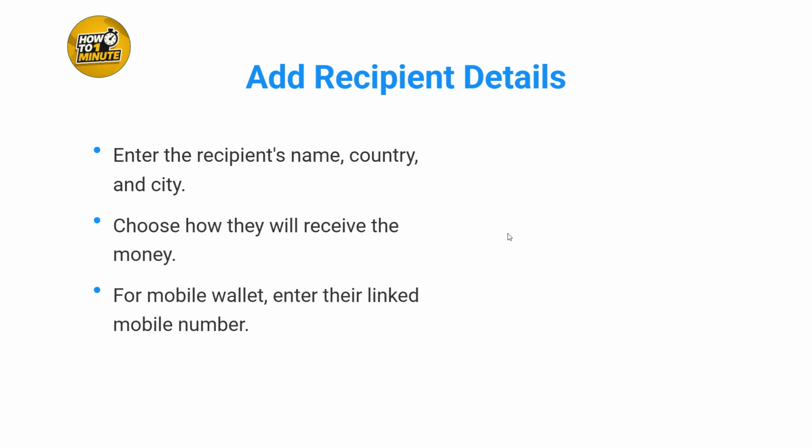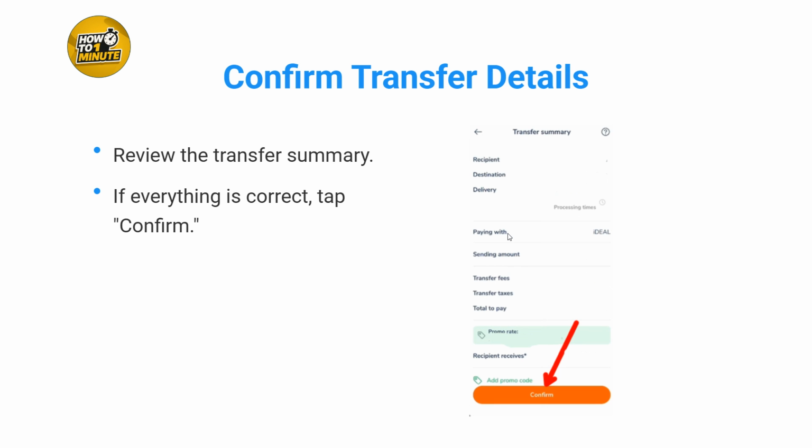Next, add the person you're sending money to. Enter their name, country, and city. Then, choose how they will receive the money. For a mobile wallet, you'll need to enter their mobile number linked to that wallet. After entering all the details, you'll see a summary of the transfer. Check to make sure everything is correct. If it is, tap Confirm.